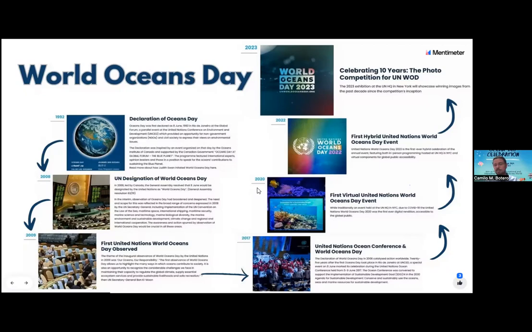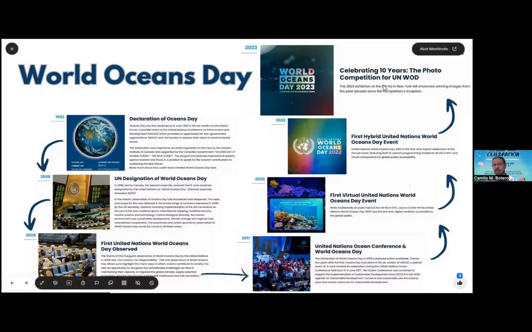However, it expanded during 16 years, with the proposal that the United Nations officially designate the 8th of June as the World Ocean Day. And finally, in 2008, also led by the Canadian government, the General Assembly of the United Nations declared the 8th of June the World Oceans Day. And since this year, we are celebrating every year on the same date. In 2009 was the first United Nations World Oceans Day observed.